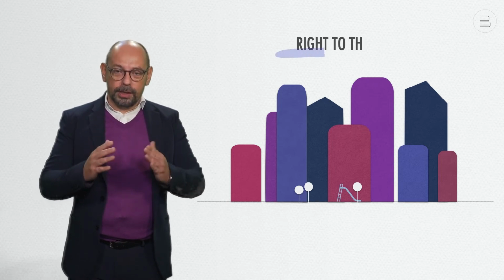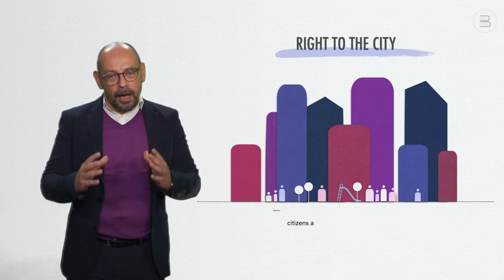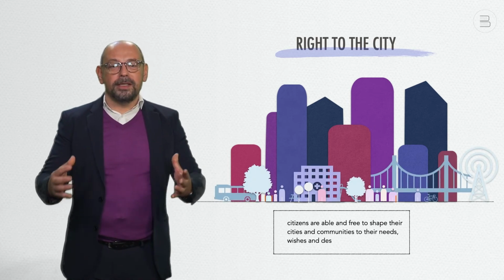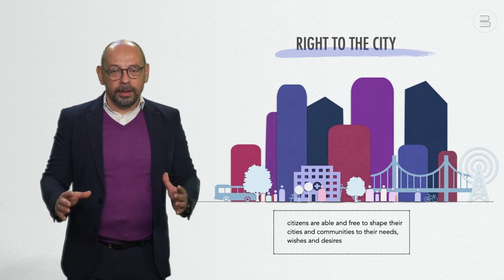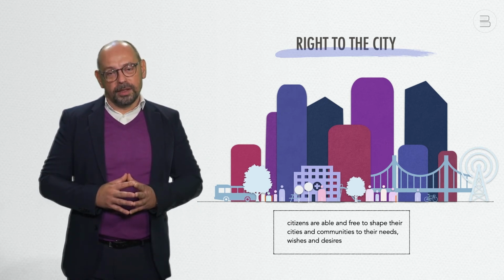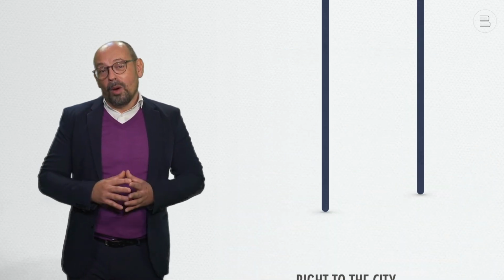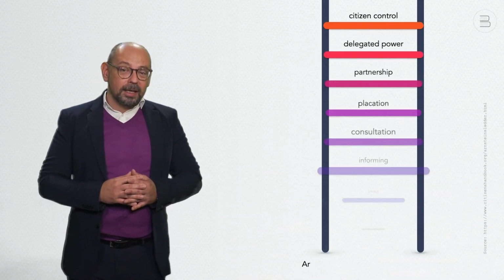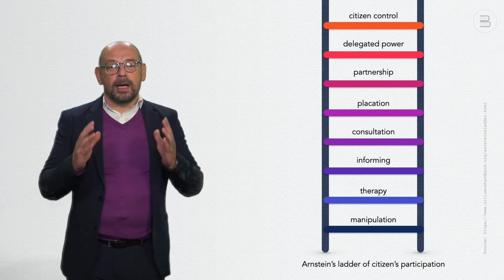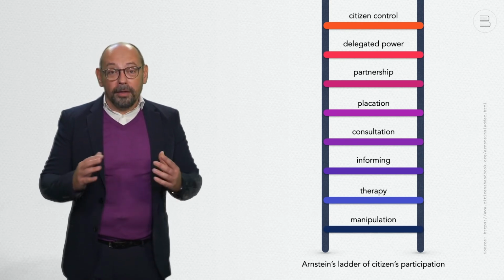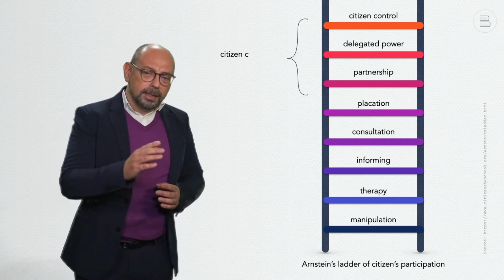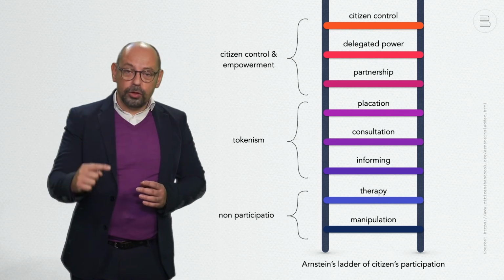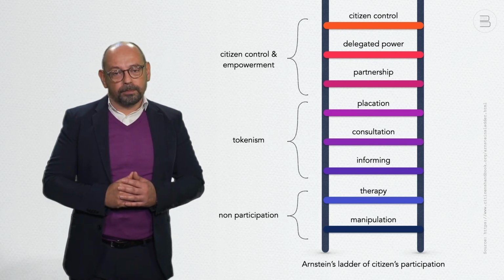This is very close to the idea of the right to the city, in which citizens are able and free to shape their cities and communities to their needs, wishes, and desires. It is the right to participate in the governance of the city. Arnstein well observed in 1969 that citizen participation presents us with many challenges, and there are various degrees of citizen participation, ranging from citizen control and empowerment to tokenism and manipulation.